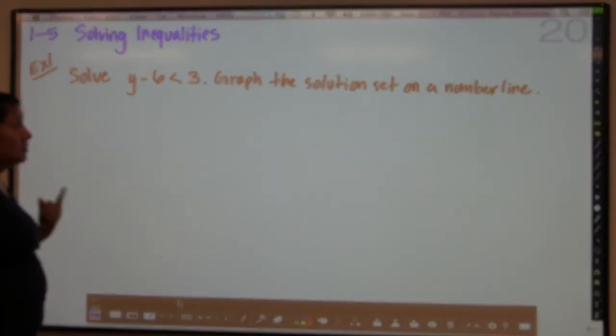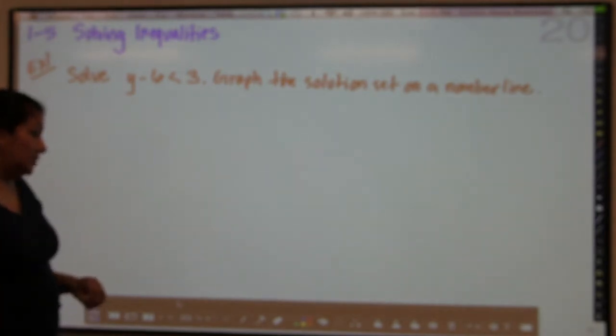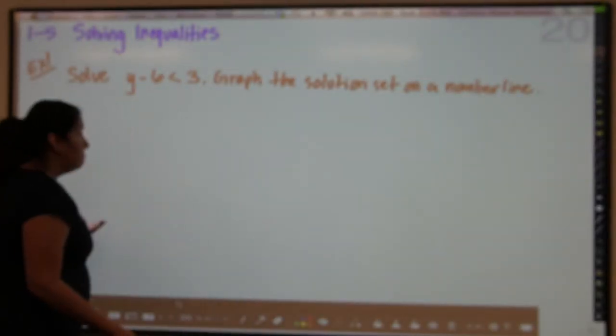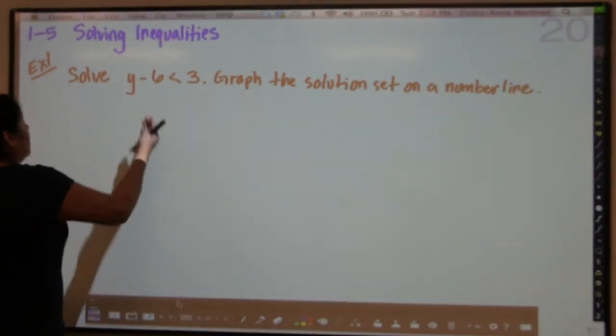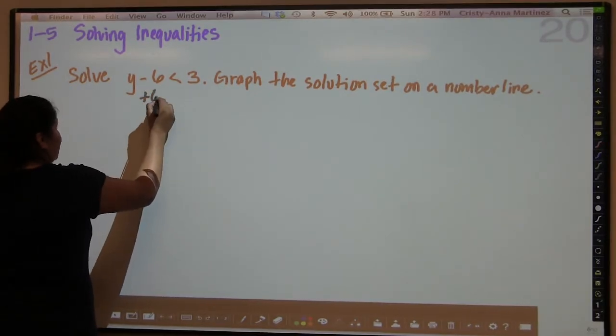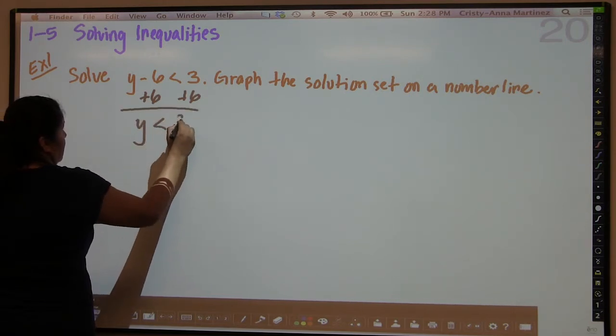One is your solutions. In an equation, you get what we call finite solutions. And I'll just show you what I mean after we solve this one. So, how do you solve an equation? You do the opposite of what's being done. Negative 6 means subtract 6. So we're going to do the opposite of that, which is to add 6 to both sides. So y is less than 9.